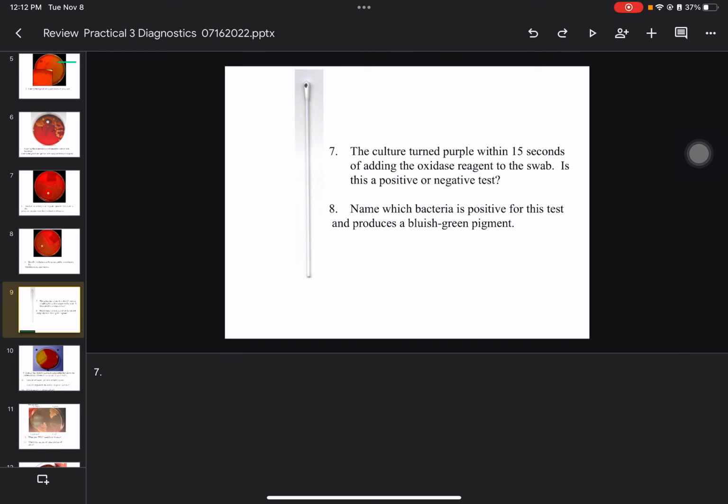All right, look at here. So I've got a purple color after 15 seconds. Positive. Is it positive for what? Oxidase. So is this aerobic or facultatively anaerobic? Aerobic. Is it an enteric or non-enteric? Non-enteric. Good. If it was not purple, was it enteric or not enteric? Enteric. Is it facultatively anaerobic or anaerobic? Facultative anaerobic. Why is this hard?